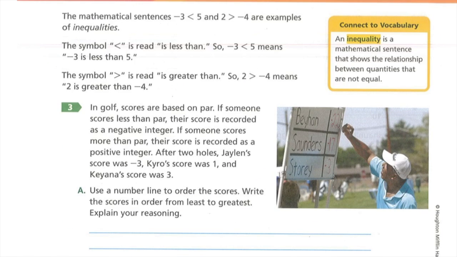Mathematical sentences like -3 is less than 5 and 2 is greater than -4 are examples of inequalities. The less than symbol is read less than. So -3 is less than 5 means -3 is less than 5. The greater than sign is the other one, so it says 2 is greater than -4.